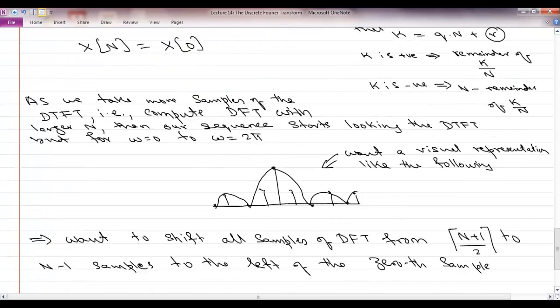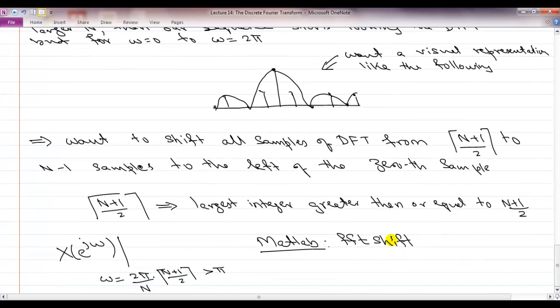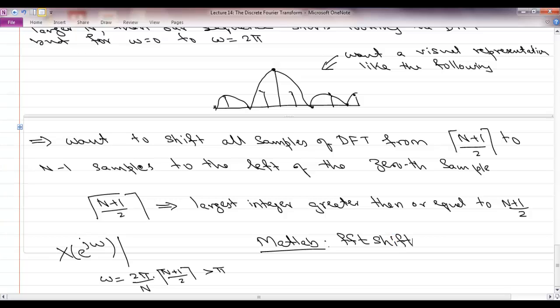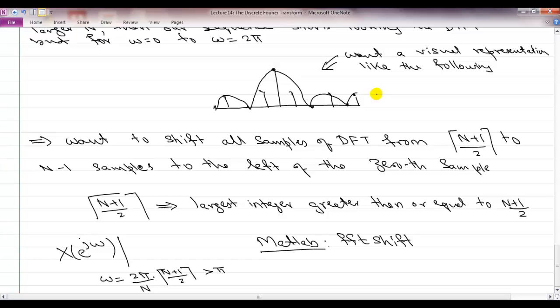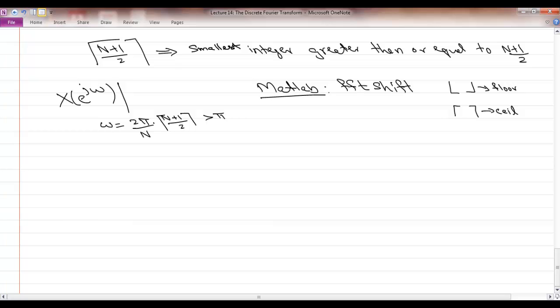So for that, you can simply say FFT shift of the sequence, and it will do this for you, and then you will get a stem plot that looks like the black stem plot that you see on the screen. So up to this point, we have understood the relationship between the DFT and the DTFT in terms of sampling. We said that if we just move things around, we look at a nicer stem plot.